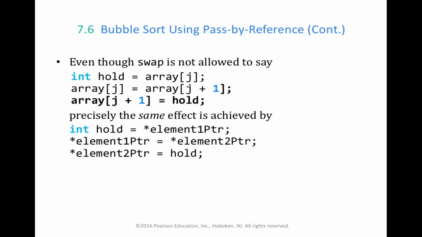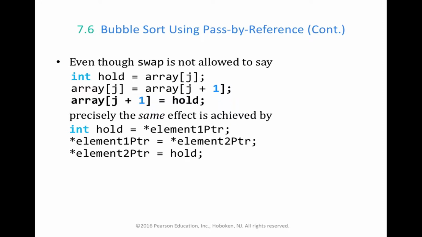Even though swap is not allowed to say array[j] equals hold, array[j] equals array[j+1], array[j+1] equals hold, we can achieve the same effect by simply saying hold equals the dereferenced element1Ptr. Dereferencing element1Ptr holds the value, then by dereferencing element2Ptr, we can change the value at element1Ptr, and then we can change the value at element2Ptr by dereferencing element2Ptr equals the value hold. And again, I'm using that dereference operator.